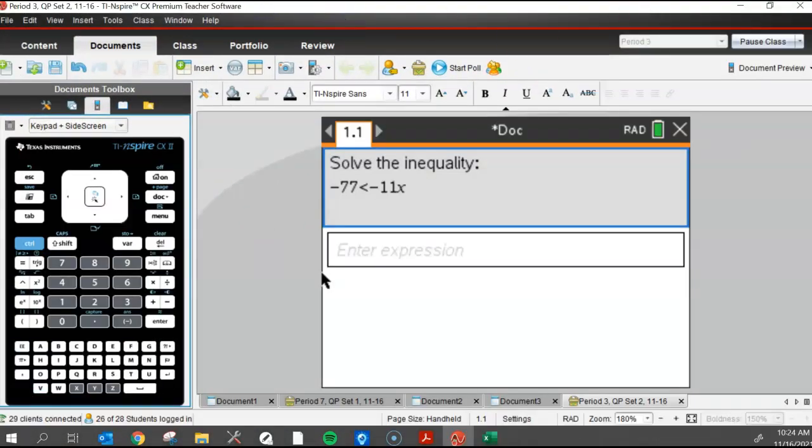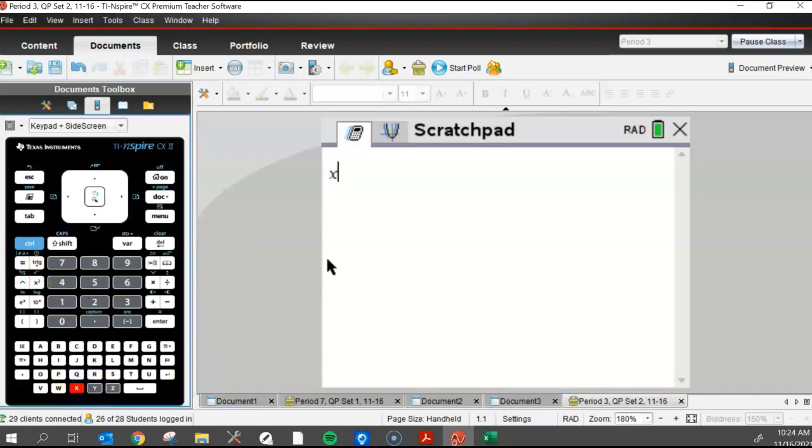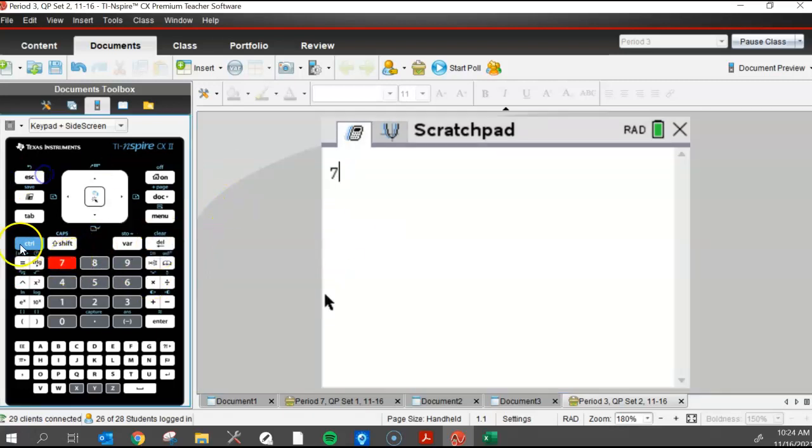What does that look like in our calculator? In order to access the inequality symbols, you will see above your calculator, above the equal sign, in yellow, on my screen it's blue, those are the inequality symbols. So if I wanted to type in x is greater than, I have to press control and then the equal sign, and there are all of my inequality symbols. X is greater than, or it was 7 is greater than x, right? 7 is greater than x.